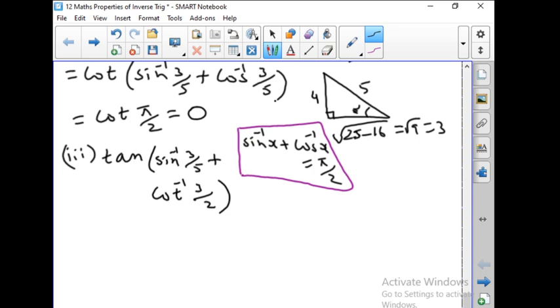Now we will find sine inverse of 3 by 5. We put it in the triangle, where this is alpha and this is 90 degrees. Sine is opposite by hypotenuse, so this is 3 and this is 5. Then 3 and 5 means root of 25 minus 9, which is root 16, which is equal to 4.